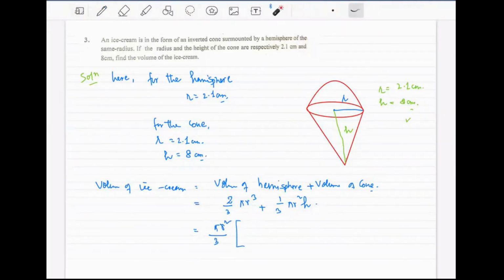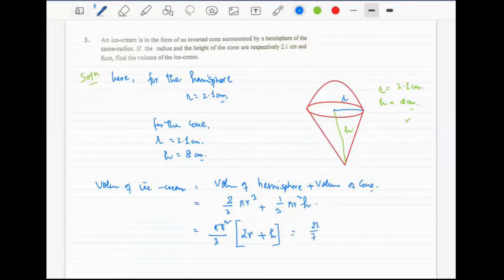What is left then in the first one? 2 is remaining. Out of the r cube, r square is taken out, so there must be only 1 r remaining. So 2r plus. From here, what are taken out? Pi is taken out. R square is taken out. 3 is taken out. That means only h is remaining, right? So put the value of h. Time to substitute the value.